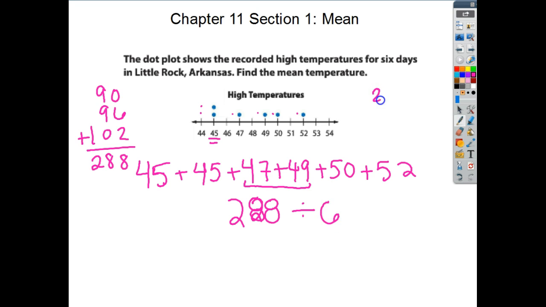So now I'm taking 288 divided by 6. 28 divided by 6 is 4. That's 24. Subtract, bring down. Okay, and then 6 goes into 48 8 times. Good. And that's going to give us that remainder of 0. So that means the average, again, the average or the mean high temperature for those 6 days across Little Rock was 48 degrees. Now notice, guys, that wasn't even one of our data points to begin with, and that's okay.